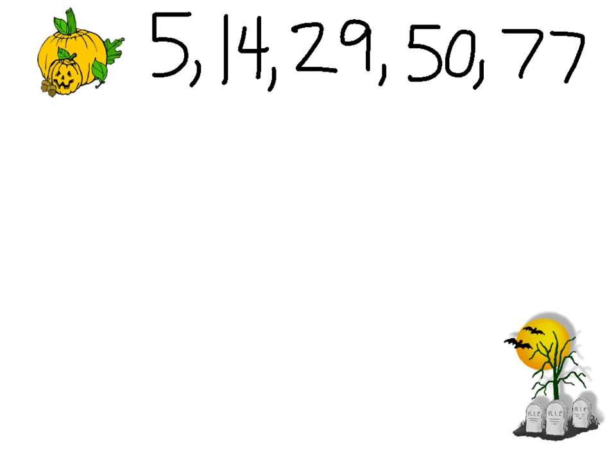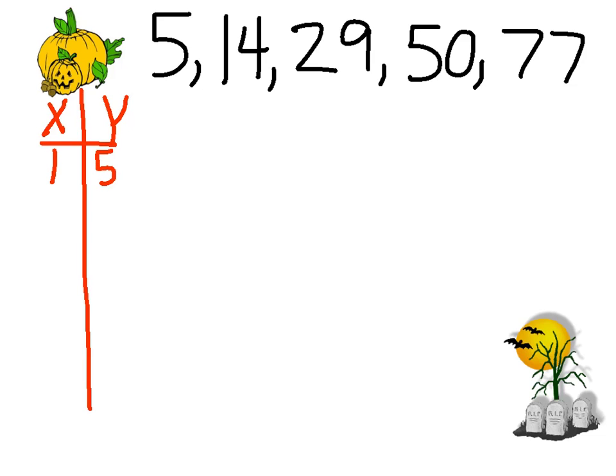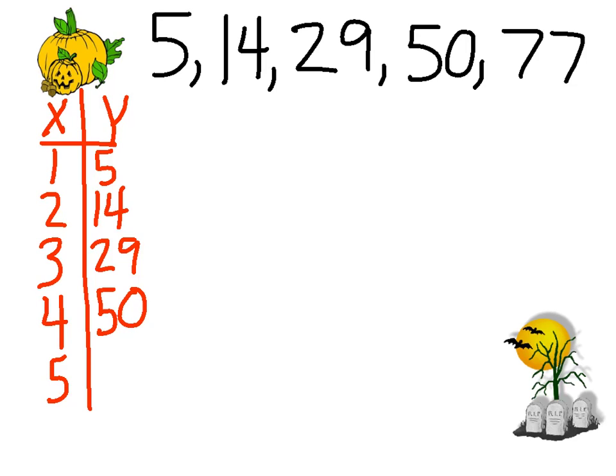Wait, what did you divide by 2? We have 5, 14, 29, 50, and 77. These are our y values. So we just put them in our table. The x values will be 1, 2, 3, 4, and 5. Okay, now we need to take the difference of our y value.